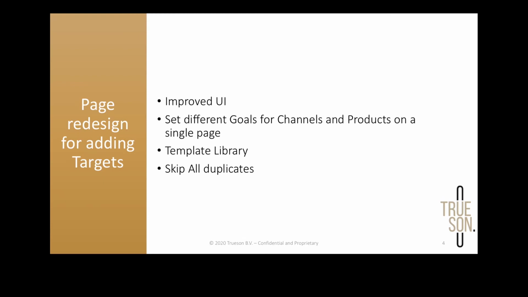We also introduce a template library. So any filter criteria and goals you want to set for a segment, for example, you can save it as a template. And that template is available both on the set standard goals for mass assigning and on the add new target on the individual cycle plan. And we also introduce a feature to skip all duplicates, and we'll get into more detail on that.